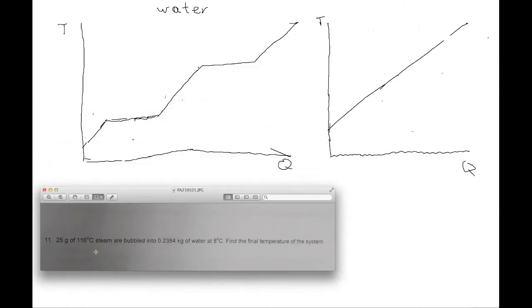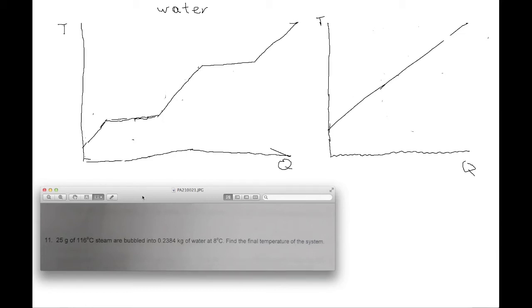All right, so now let's try number 11. 25 grams of 116 degree steam are bubbled into 0.2384 kilograms of water at 8 degrees Celsius. Find the final temperature of the system. So they're looking for TF.